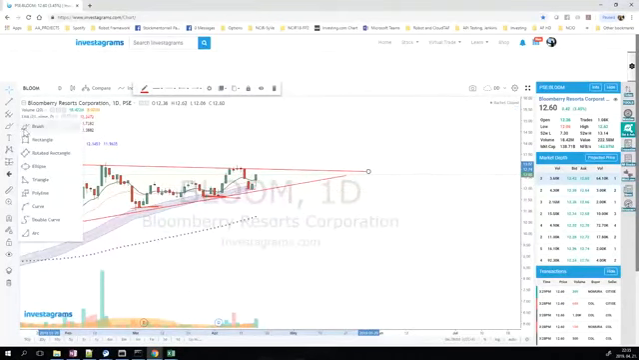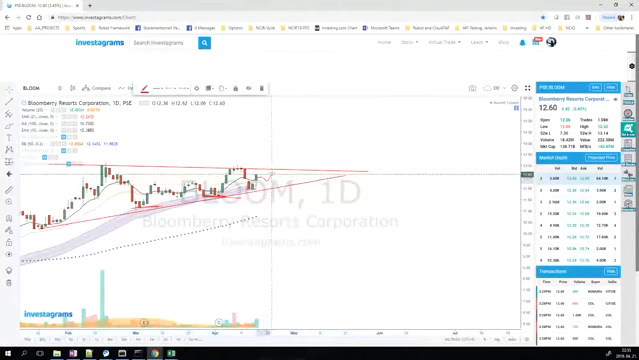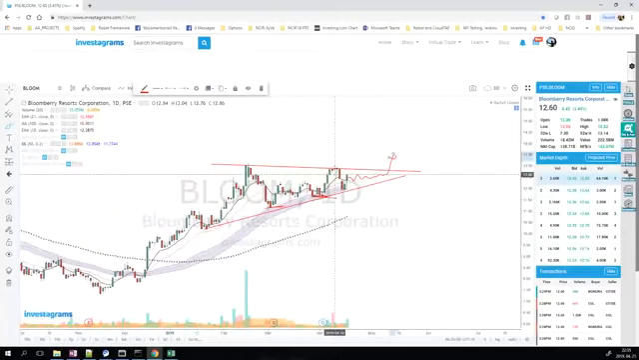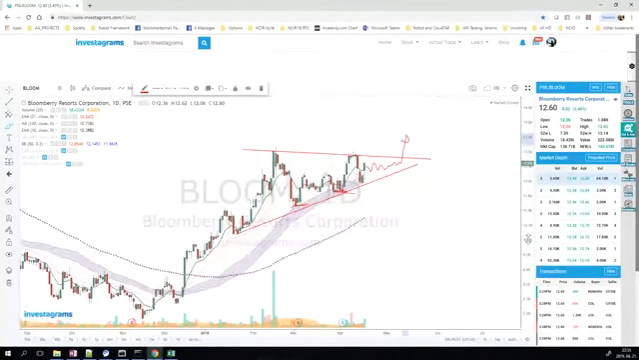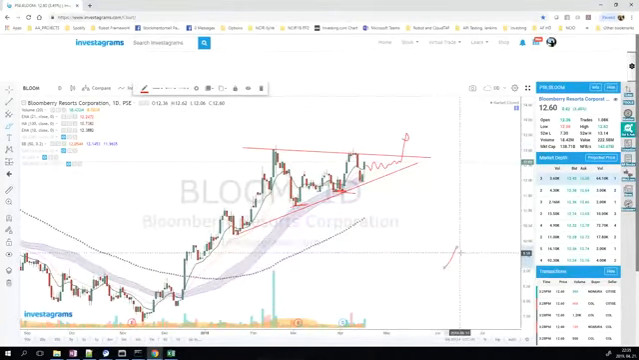So, possibilities here for Bloom is to consolidate at this area and break out. Once this happens, it is a very good indication to buy Bloom. So aside from that, not only that Bloom is technically good, as you can see from this chart, but fundamentally good as well. Maraming mga naglalabasan na magagandang news about Bloom.